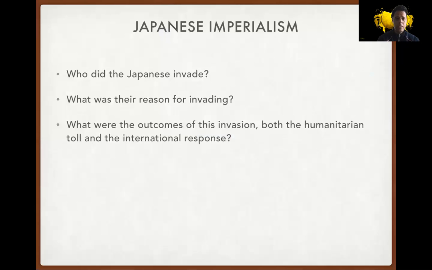So again, just to reiterate, who did the Japanese invade? What was their reason for invading? What were the outcomes of this invasion, both humanitarian toll and the international response? By the way, the major international response, if I did not say so, was they were condemned, but there was not much done by way of stopping it or declaring war on the Japanese.